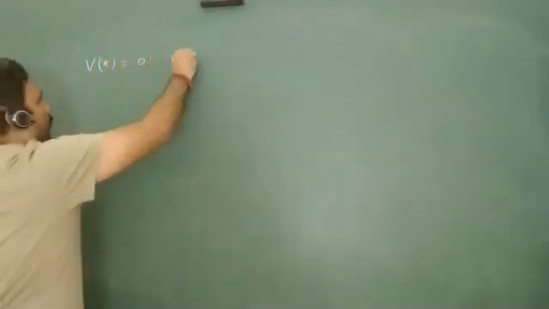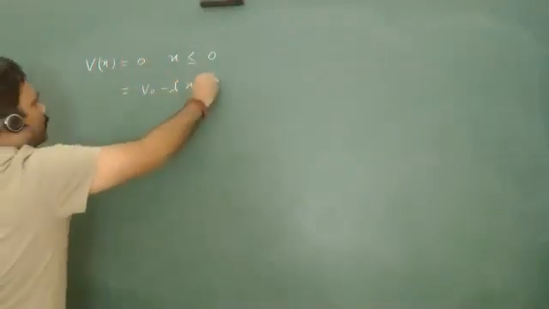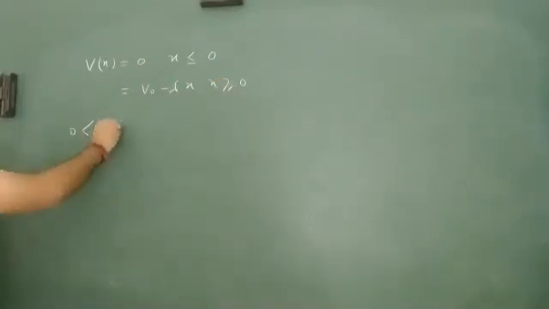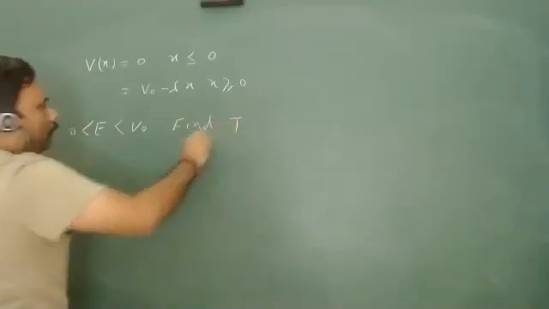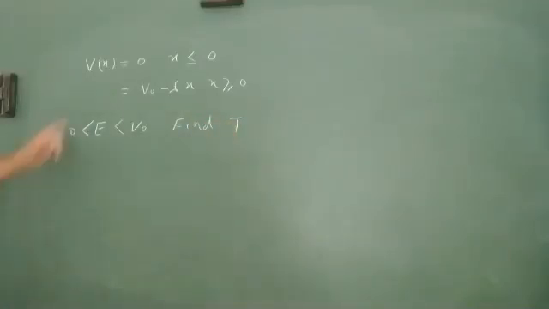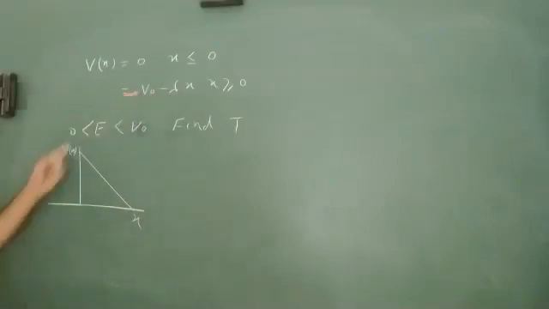Let's say my potential is V(x) equal to 0 if x is less than 0, and equal to V naught minus lambda x when x is greater than 0. And for energy between 0 and V naught, find the transmission probability. Which type of potential is there? This is a wedge shape potential. If we plot V(x) versus x, this potential is linearly decreasing. As x increases, this is decreasing, and this cutoff is V naught.